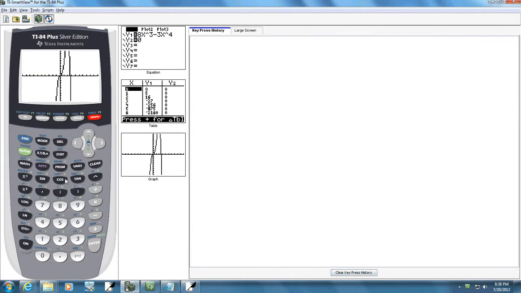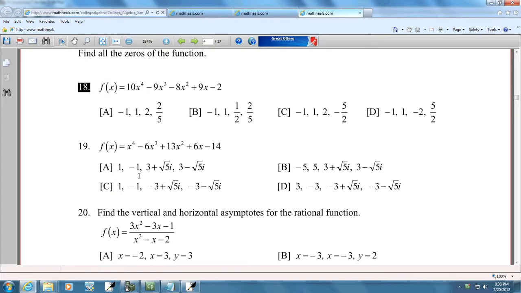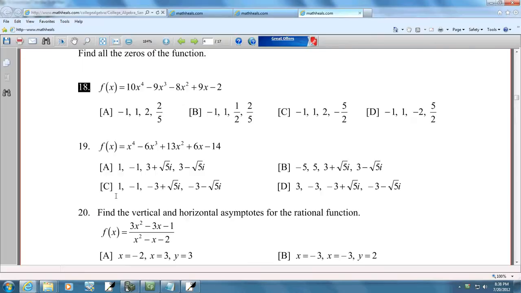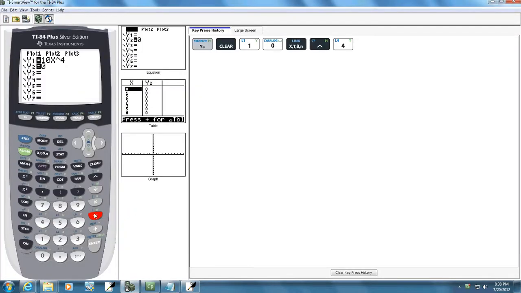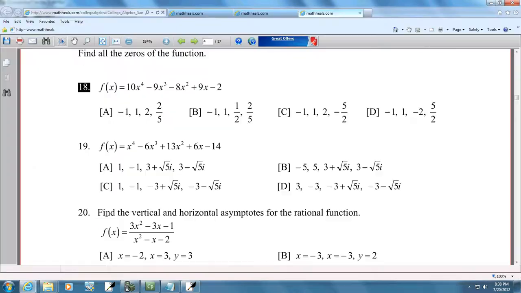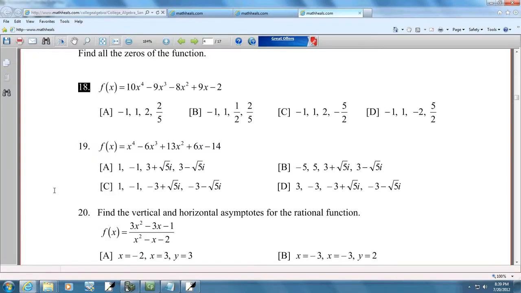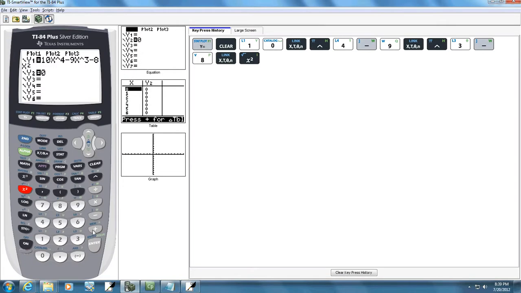So I'm going to press y equals, clear. We've got 10x to the fourth, so 10x to the fourth minus 9x to the third minus 8x squared plus 9x minus 2.